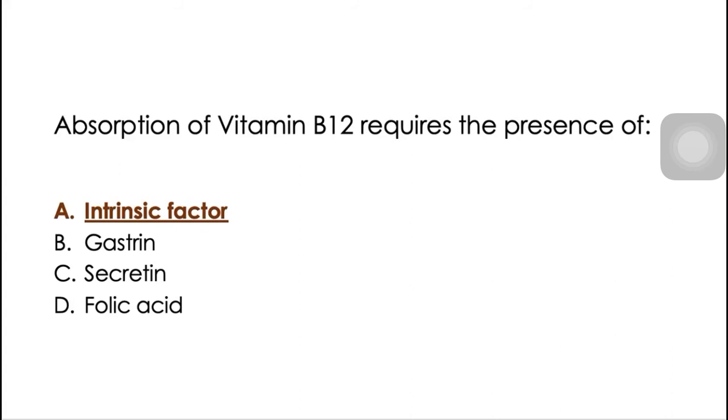And vitamin B12 is important for DNA maturation, hence this one will result to asynchronous development of the red cell, or macrocytic, no? Megaloblastic anemia, no? Tapos presence ng mga hypersegmented neutrophil, no? So yun din po yung mga common doon for vitamin B12 deficiency. So again, absorption of vitamin B12 requires letter A, the intrinsic factor.